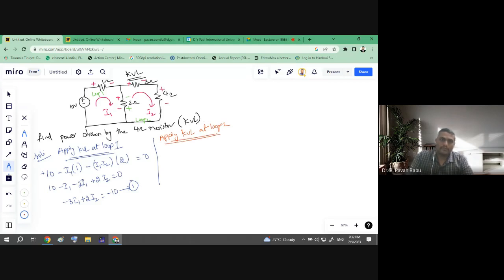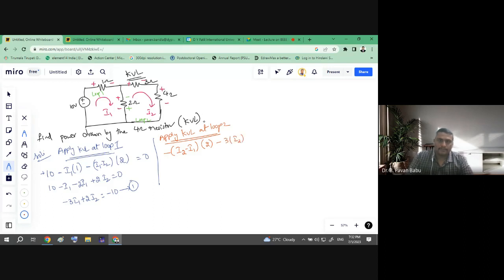If we need to consider this circuit, let us start with the 2 ohm resistor. This is the direction of current, going from plus to minus, so the polarity will be minus. What is the voltage across the resistor? I into R. Again, what is the current flowing through this 2 ohm resistor? Since it is linking the two loops, we can take I2 as reference. I2 minus I1 into R. R value is 2 ohms. Next, it is going through the 3 ohm resistor, so we need to consider 3 ohms. Again the polarity is minus 3 into I2.